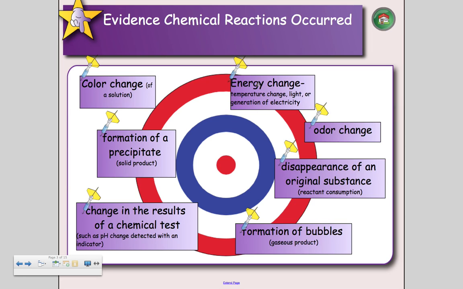Up on the top here it says energy change. And we, again, talked about this in the science lab. A temperature change, light, or the generation of electricity. That's an indication of a chemical reaction. An odor change. The disappearance of an original substance. Or the formation of bubbles.